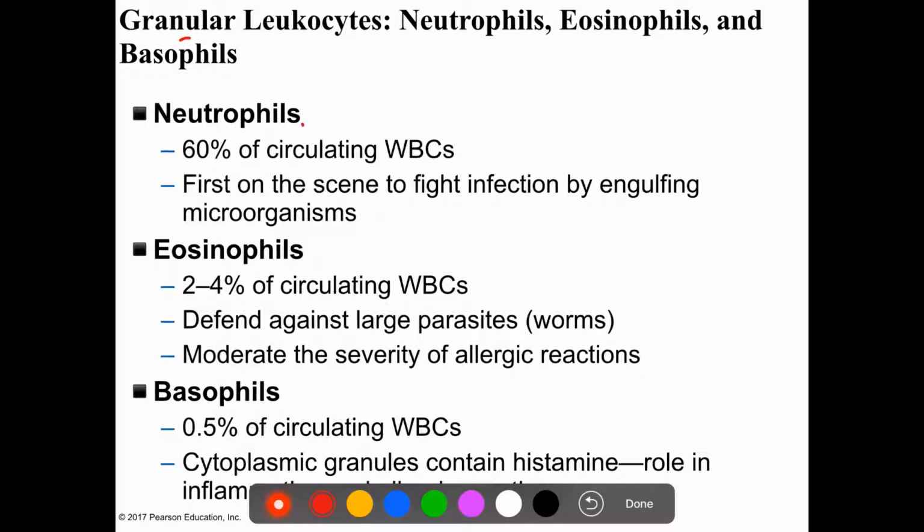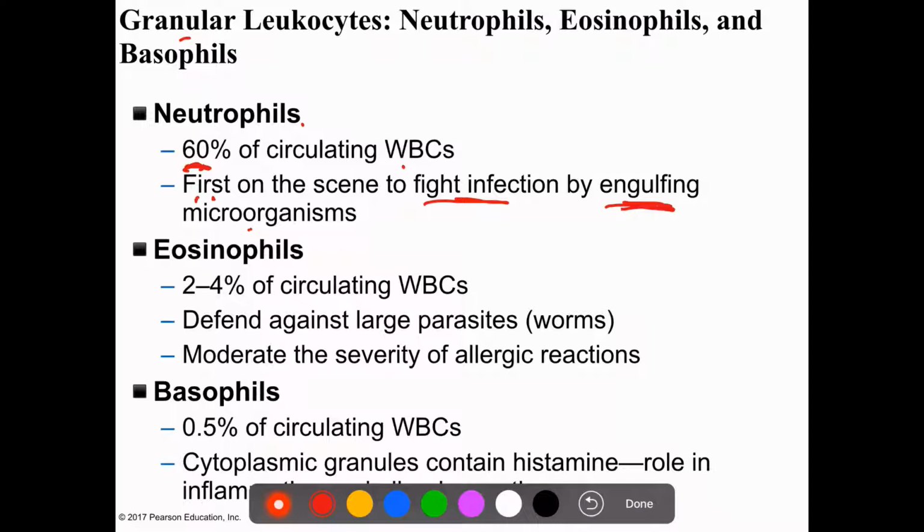The first group is the neutrophils. This is around 60% of the circulating white blood cells, so this is the highest percentage of white blood cells in our body. And these are the first responders. Whenever there is infection, these are the first ones to fight that infection. And usually they engulf or eat these microorganisms through phagocytosis.